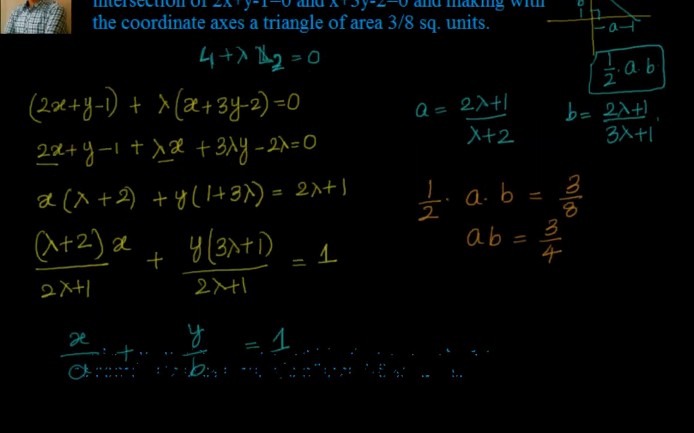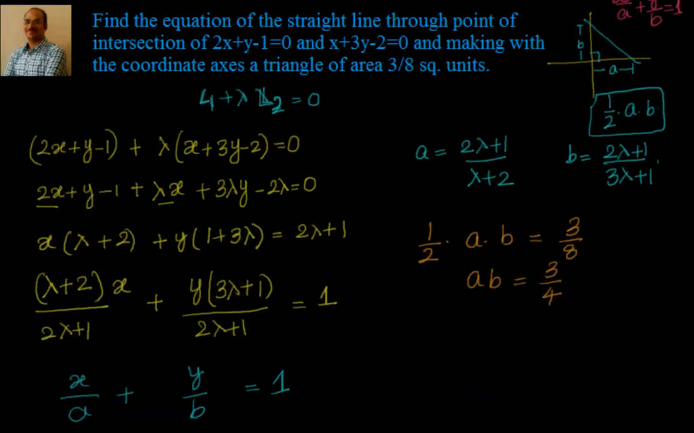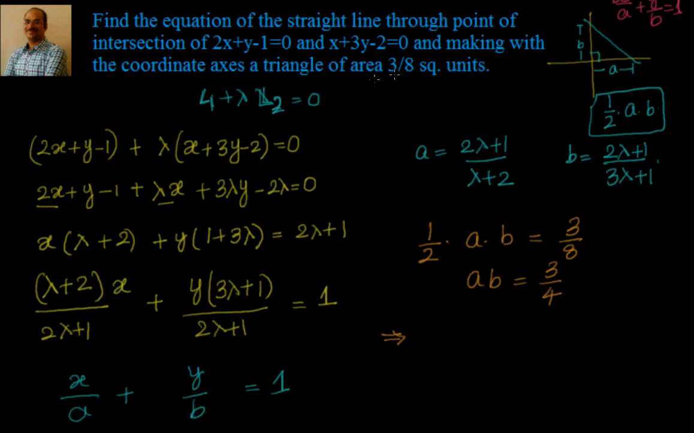We can easily substitute the value of lambda in L1 plus lambda L2 so that we can find the two equations of the straight lines, which will satisfy both conditions: they have to pass through the point of intersection, and they should form a triangle of area 3 by 8 with the coordinate axes. Okay, now we know a, we know b, we have to equate it to 3 by 4.